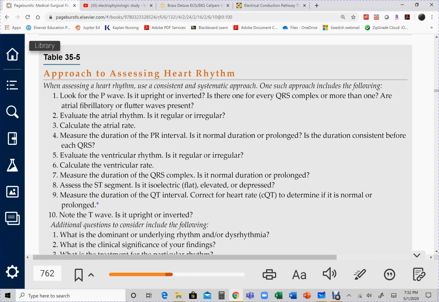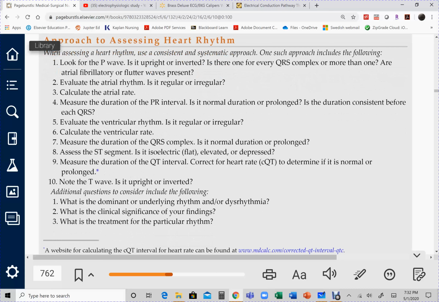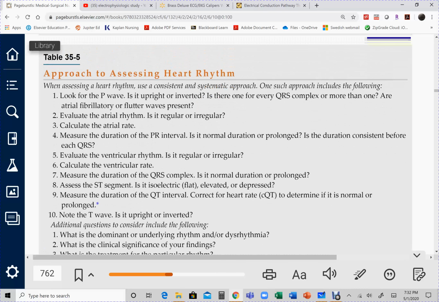So we do it in this order. First we look at P waves. Do you see P waves? Are they upright or inverted? Okay. Do you see Afib or a Flutter?